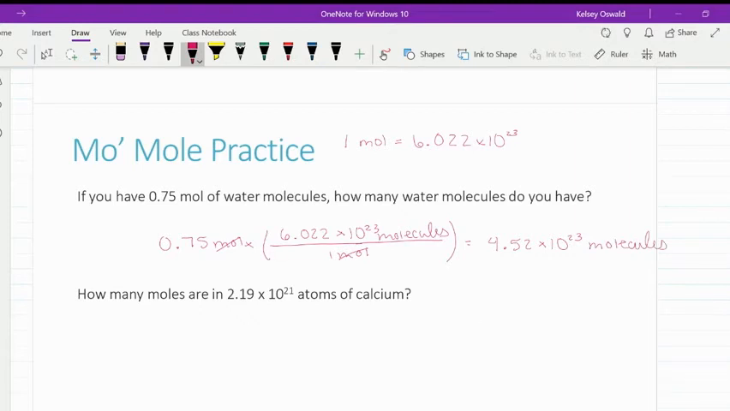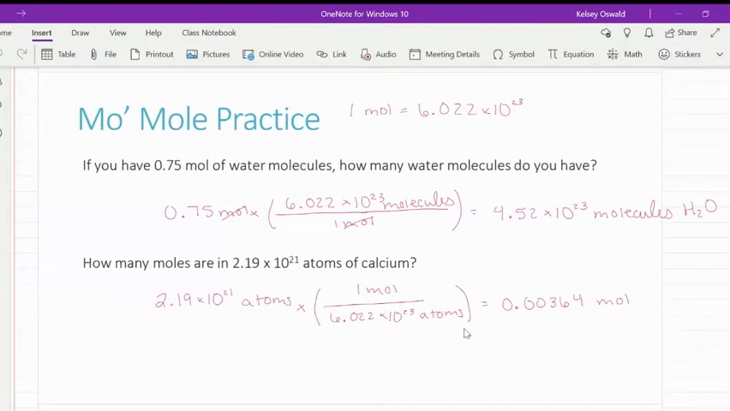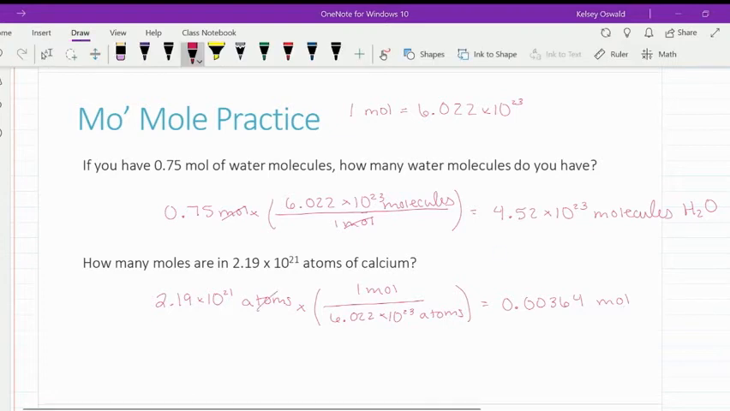Awesome. Likewise, do the same thing for number 2. Go ahead and pause the video and come back when you have your answer to see if you did it correctly. So for our second problem here, we should have found that there is 0.00364 moles and 2.19 times 10 to the 21st atoms of calcium. Again, here we wanted to divide because if we have atoms on top and atoms on bottom, then we were able to cancel them out. So if you got this as your answer, give yourself a little pat on the back.